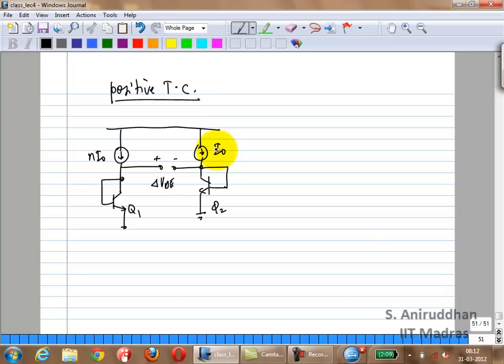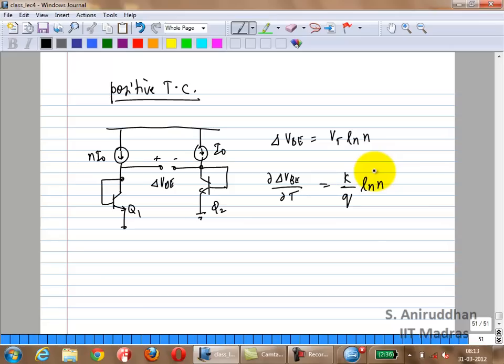Okay. What is the ΔVBE? It's nothing but VT ln N in this case. Right? If the two transistors are identical. Everybody sees that it is VT ln N. Right? Okay. And of course this is a positive temperature coefficient, right, with a specific value at room temperature.